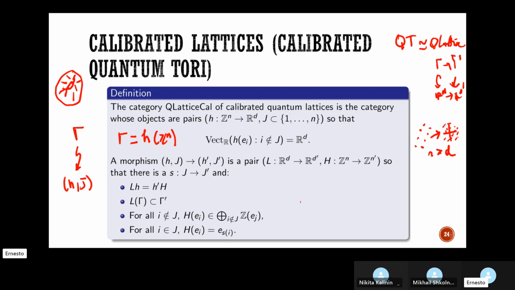Just like with curves, this is the equivalent of Maxim's discovery of the stable map compactification of curves. Stable maps, you know. This is the analog of that story in the toric universe. Okay, it's sort of clear. You'll see how it works. We will do lots of nice things. But right now, I leave you with the category of calibrated quantum tori that is equivalent to the category of calibrated quantum lattices.